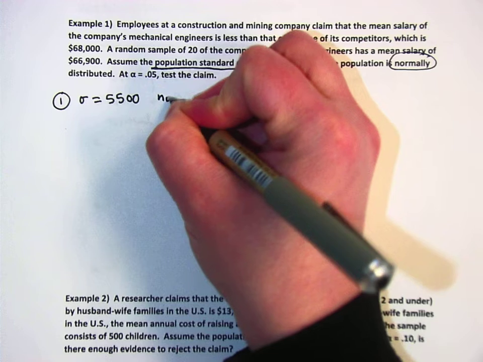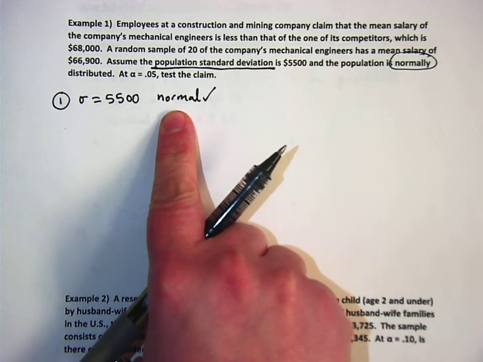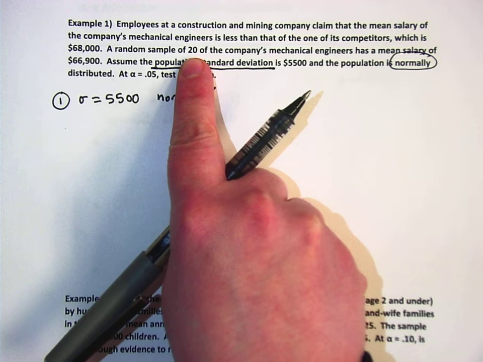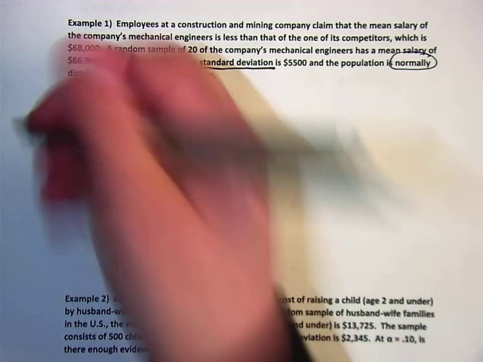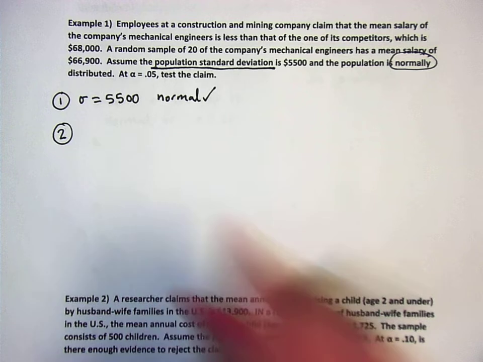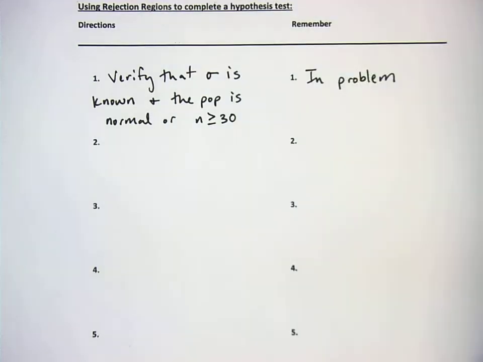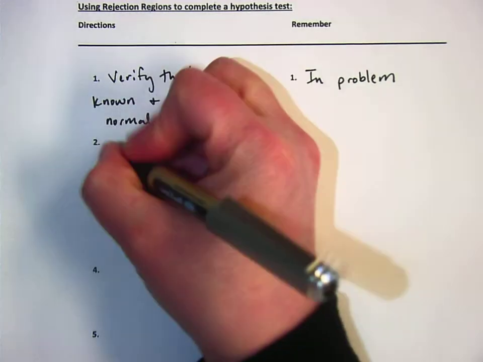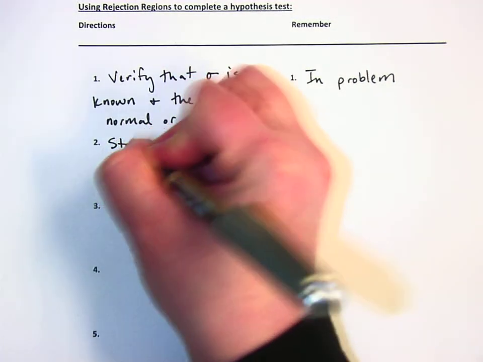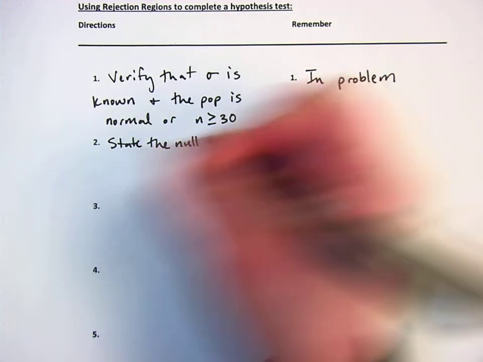So I'm going to write normal, check. If it wasn't normal, then you would have had to test and see if the sample was greater than 30, which it's not in this one. And if it wasn't this, you couldn't do a z-test. You'd have to do a t-test, which is the next section. Step 2 is we have to state the null and alternative hypothesis.